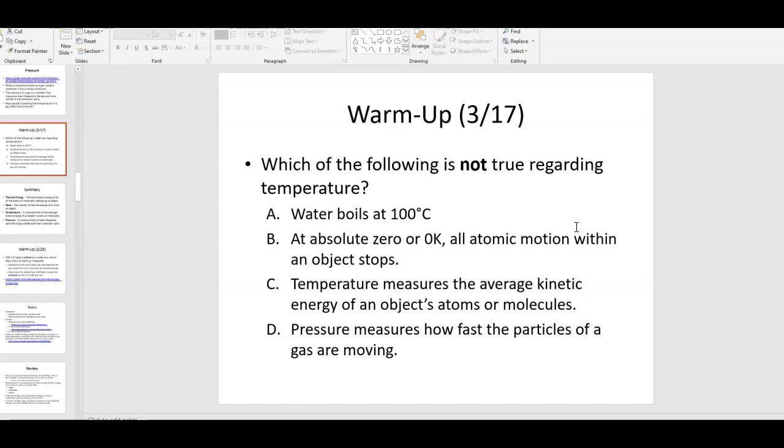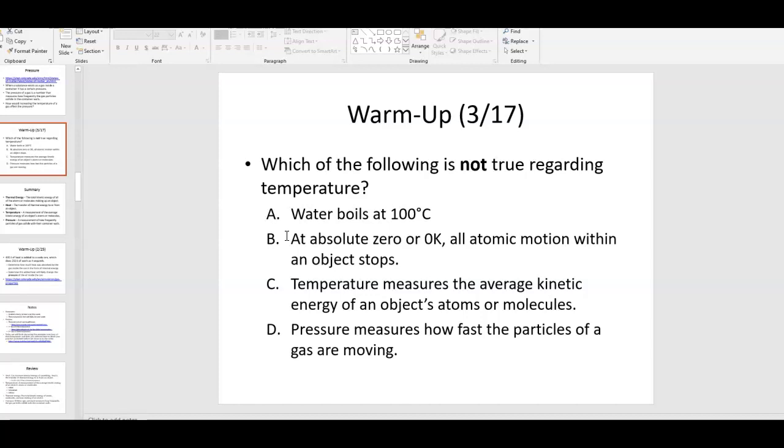Okay, so using the information that we talked about in the last video and also in the PowerPoint notes that you have access to, take a moment and see if you can answer this question. Which of the following is not true regarding temperature? Okay, so let's look at our answer choices. A says water boils at 100 degrees Celsius. If you look back in your notes, that is a true statement.